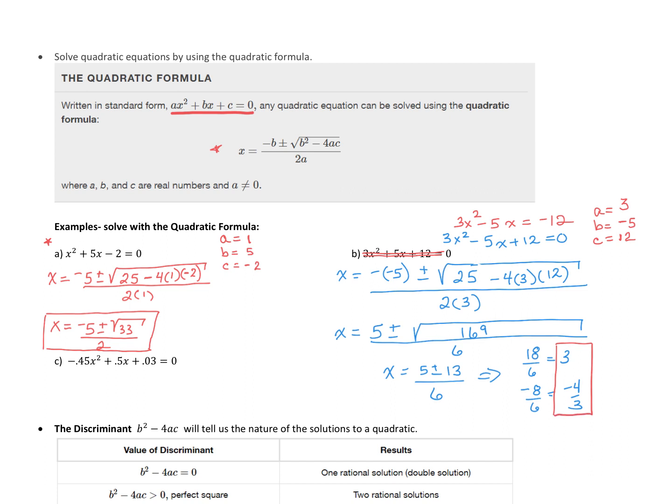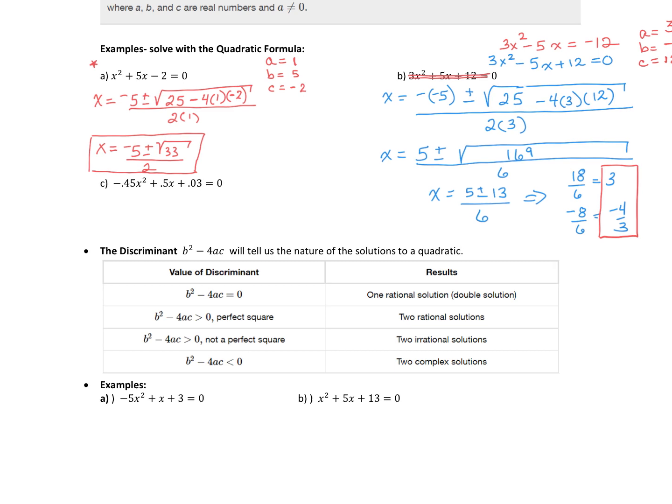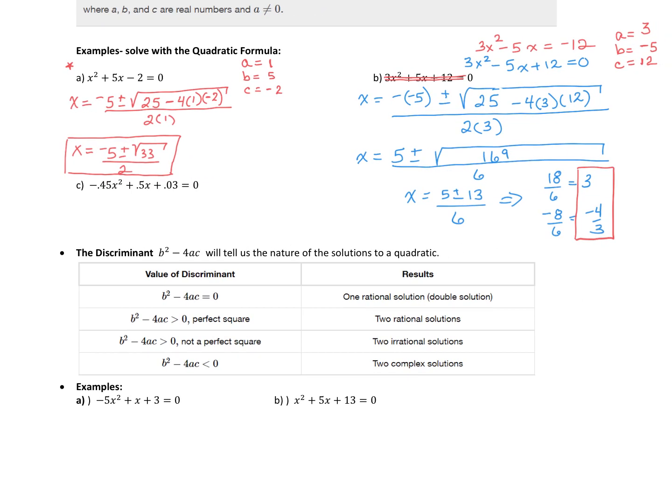I'll write down the last example. You might want to pause the video, but take a minute and solve this last example, and then I will write down the answer. So go ahead and pause.